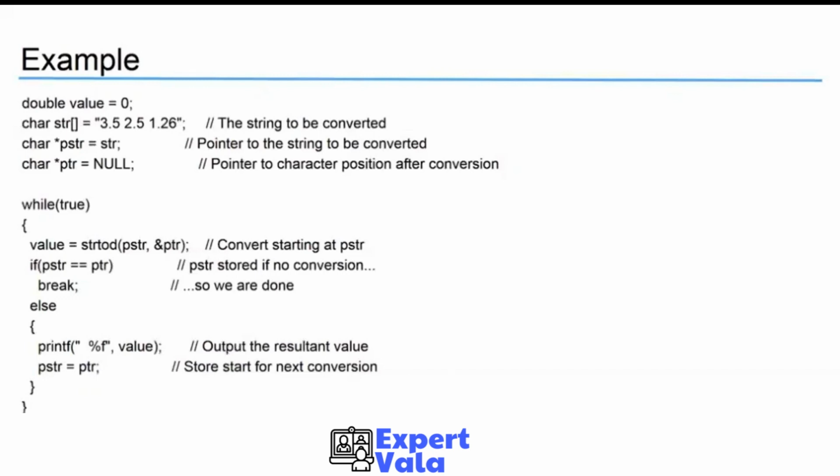For double values, I usually use atoi, atof, but either one of these will work. These are the conversion functions.